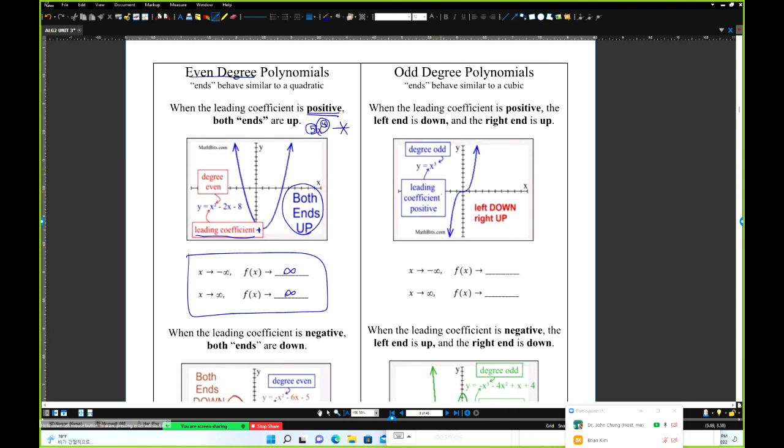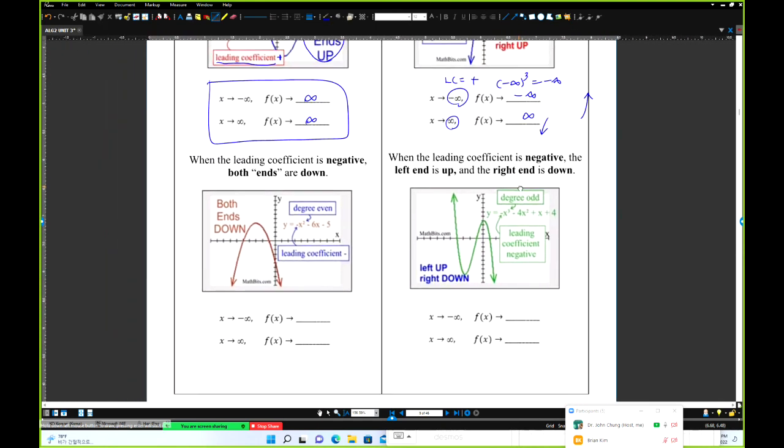When LC is positive, for example y equals a cube, negative cube number is still negative infinity, and with LC positive it's still negative infinity. Positive cube is positive infinity, and with LC positive it's still positive infinity. Left down, right up. That's a summary.